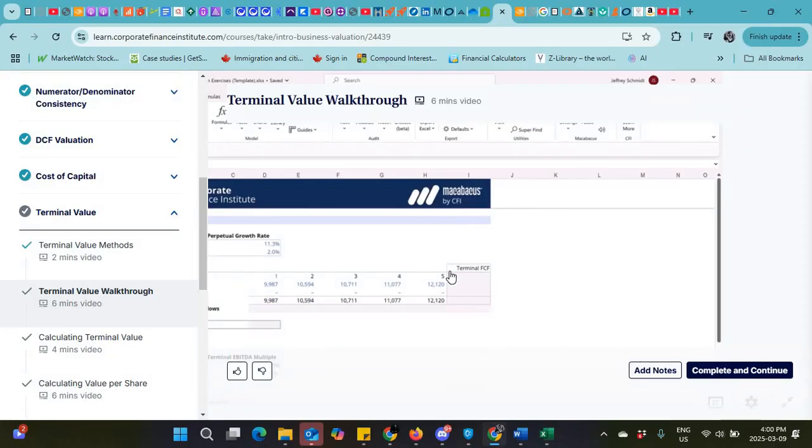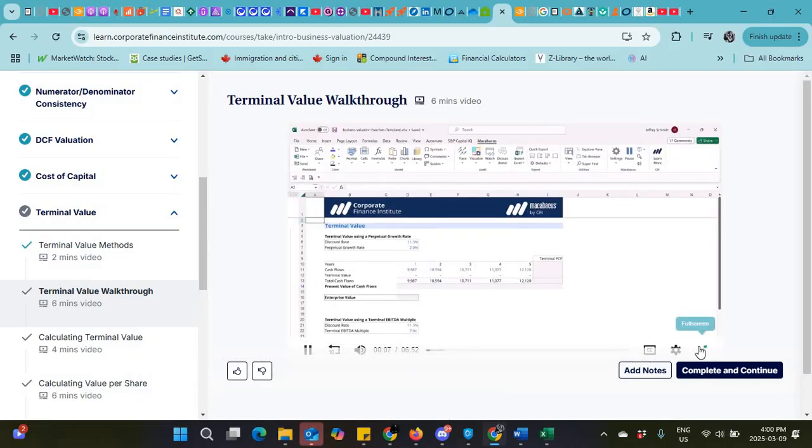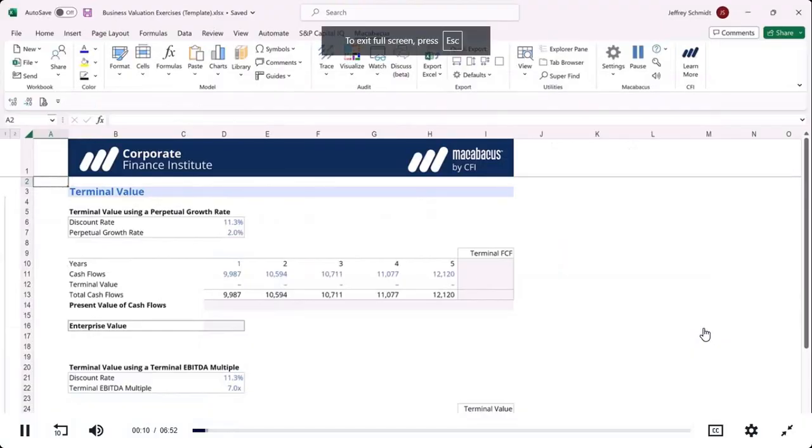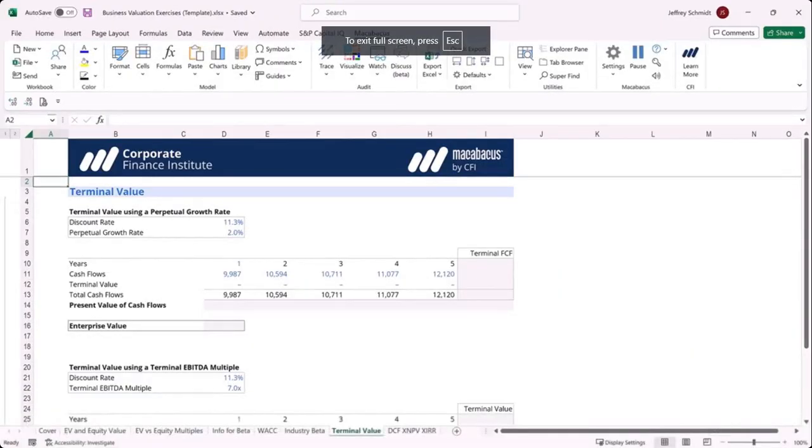So we've calculated the unlevered free cash flows in our main model, but we want to practice calculating terminal value in this exercises file, as there's a lot of confusion regarding terminal value. So we have a simple example, and we're going to calculate the terminal value using the perpetual growth method and another terminal value using the terminal multiple method. Both are widely used in practice. So we'll start by using the perpetual growth method.